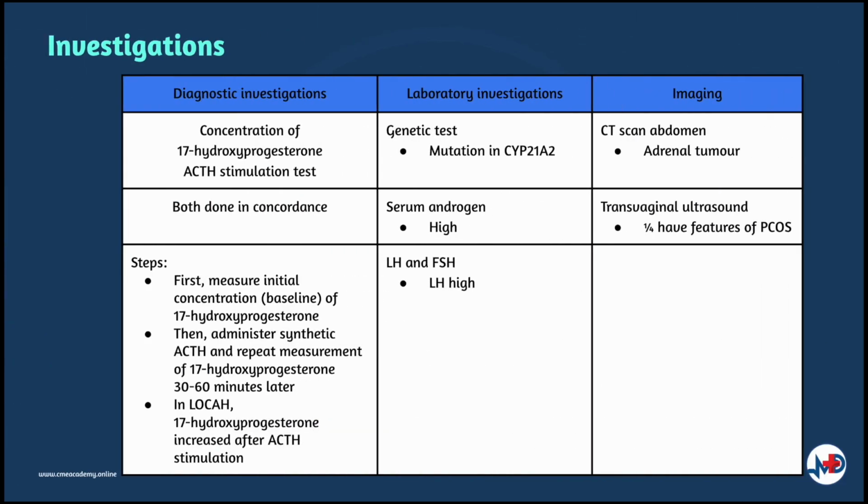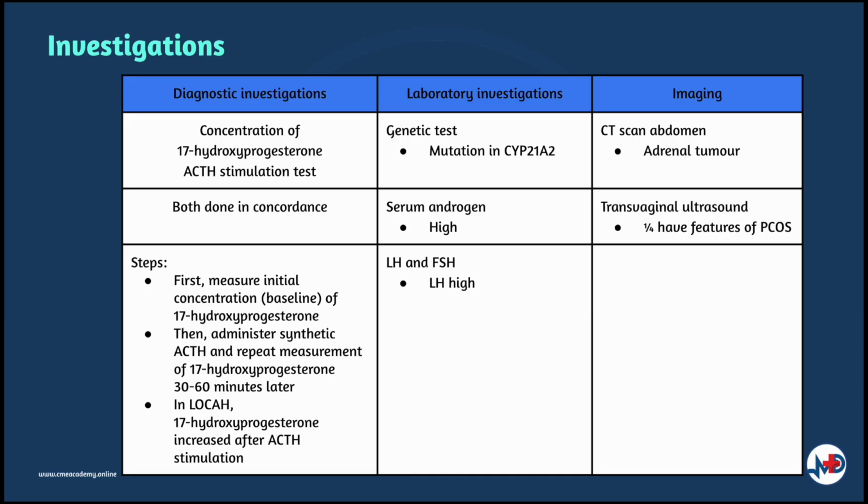Now, investigations-wise, evaluating the concentration of 17-hydroxyprogesterone is diagnostic. This can be done in concordance with an ACTH stimulation test. First, you will measure the initial concentration, which acts as your baseline measurement of 17-hydroxyprogesterone. Then you administer synthetic ACTH and repeat the measurement of 17-hydroxyprogesterone 30 to 60 minutes later. In the case of late-onset congenital adrenal hyperplasia, you will notice an increased level of 17-hydroxyprogesterone after ACTH stimulation.